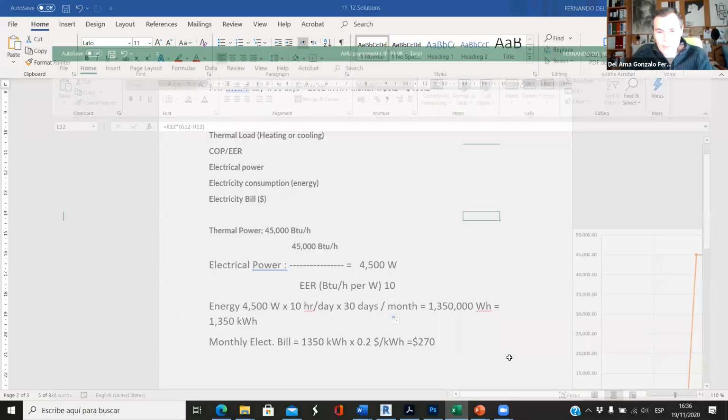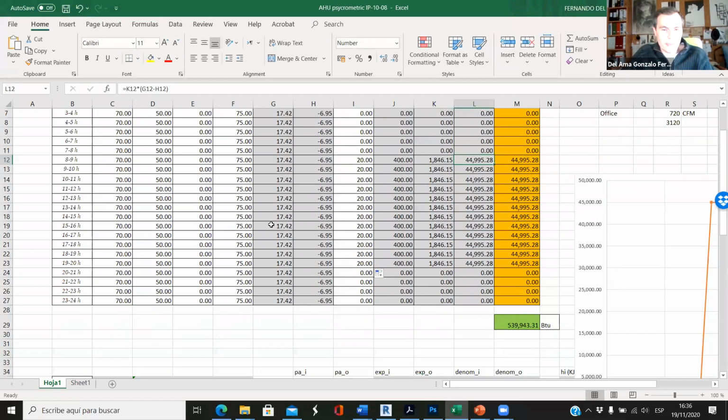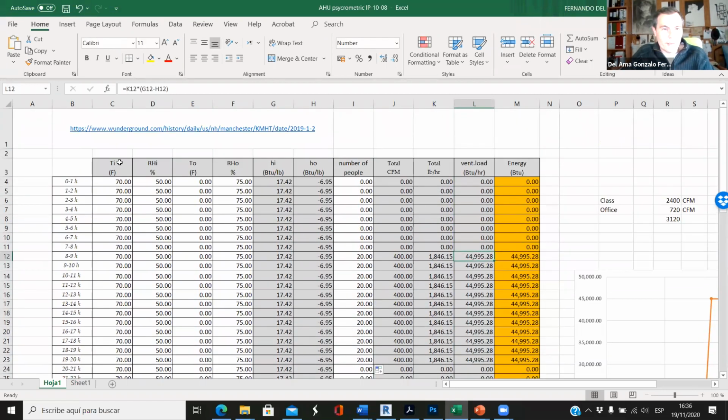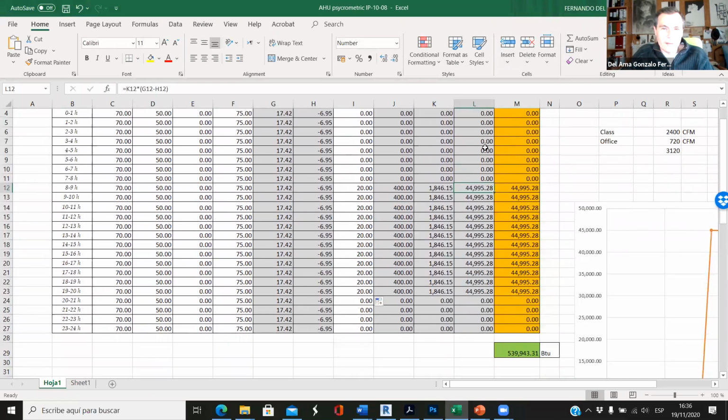And eventually we're using this Excel file, okay? So here we have the indoor, the outdoor temperature, indoor, outdoor enthalpy, the number of people, the CFM, and we calculate the ventilation load. So the maximum number here is what we have to use.